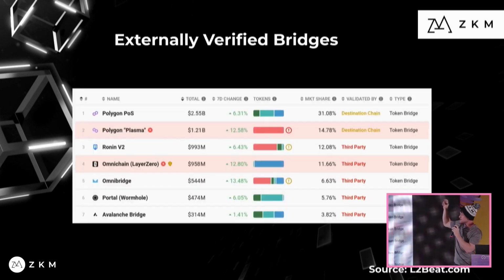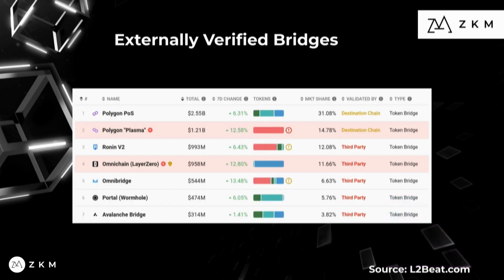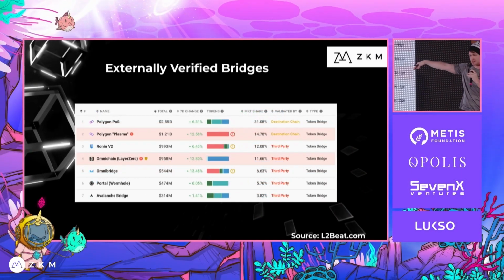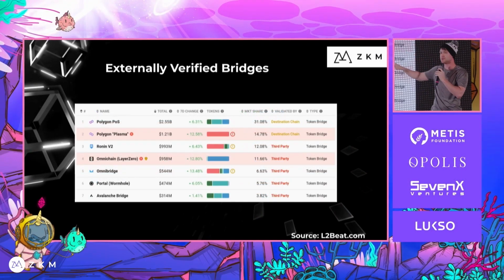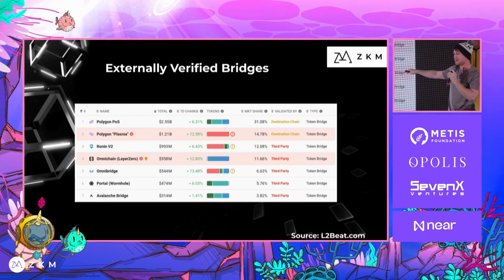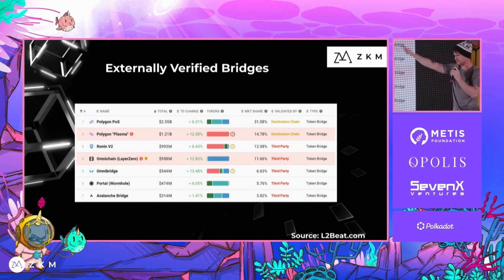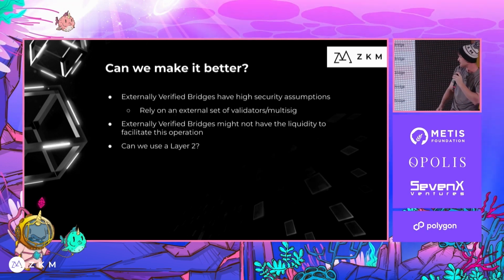Here are some externally verified bridges. So they basically have an external type of consensus where it's verified by a set of validators, and then as a result, the bridge operation occurs. These are typically trusted, right? I have to trust that they do the operation correctly, and then as a result, they do whatever type of operation. But essentially, trust is one of the main concerns, that I have to trust that everything is verified correctly.